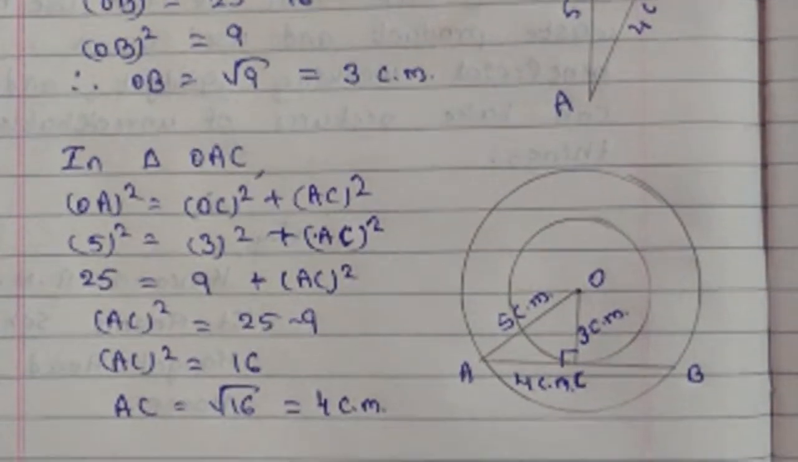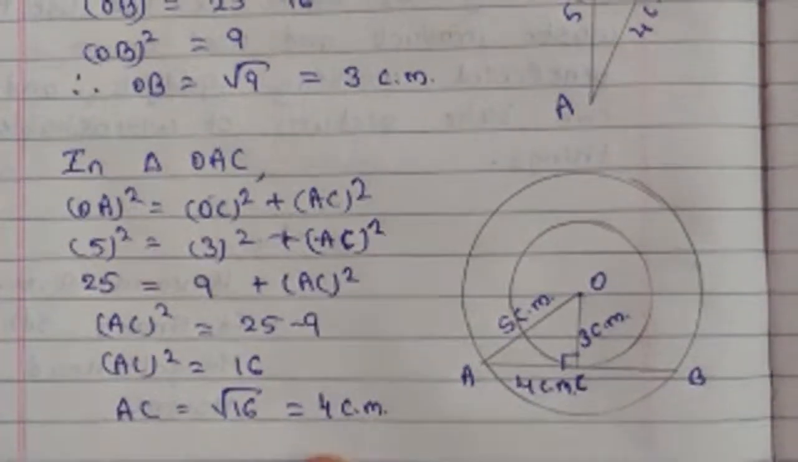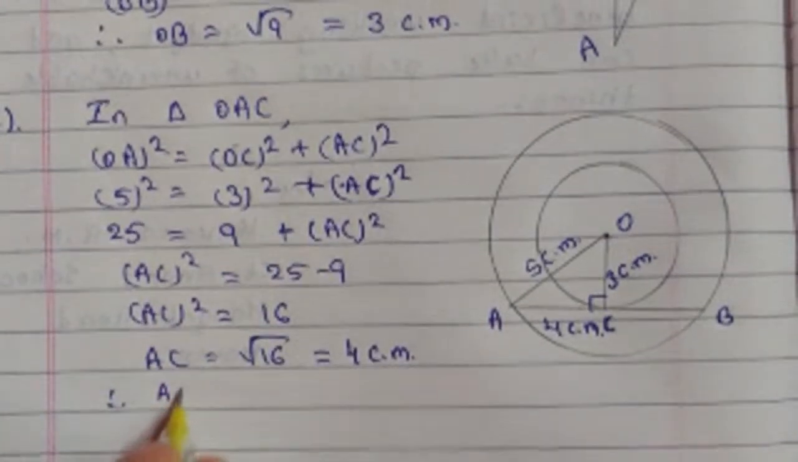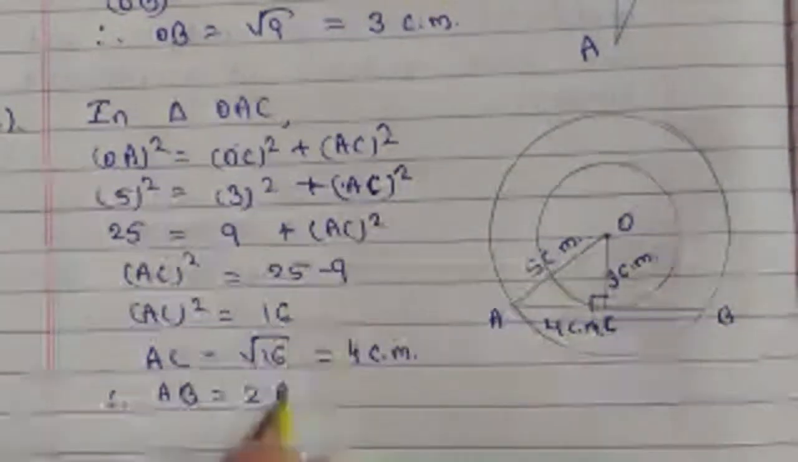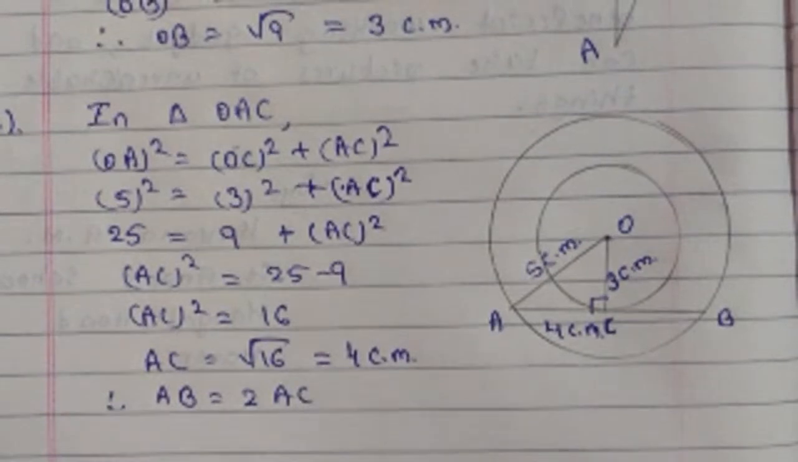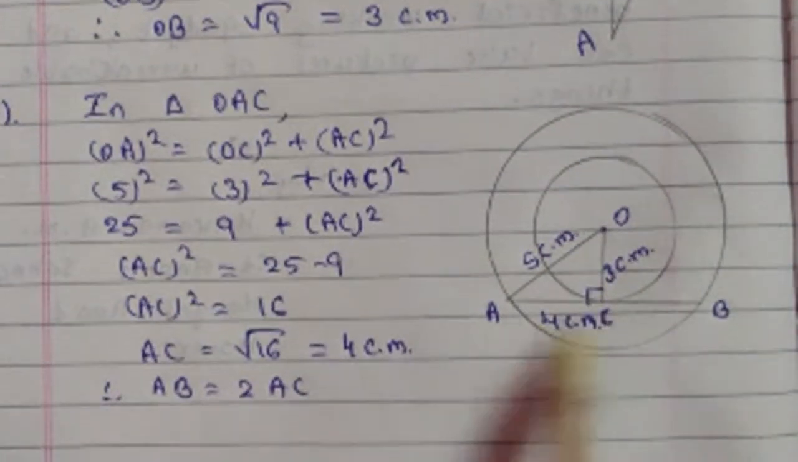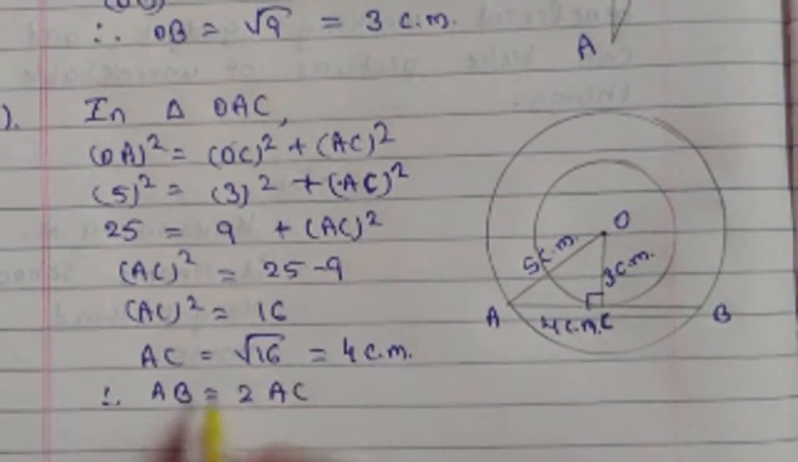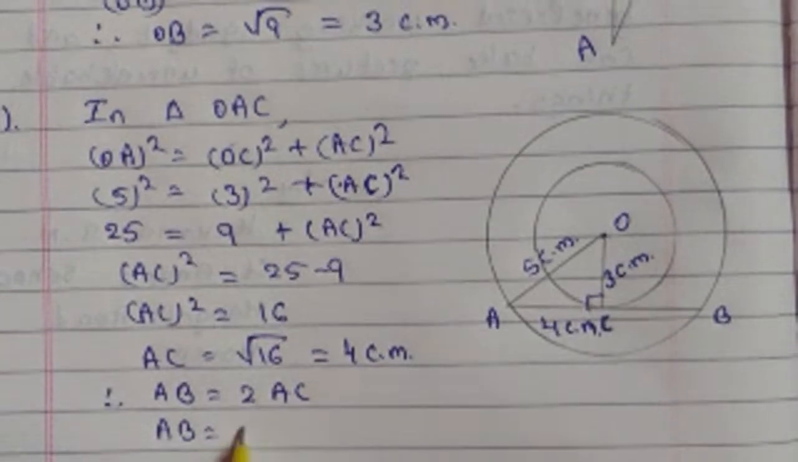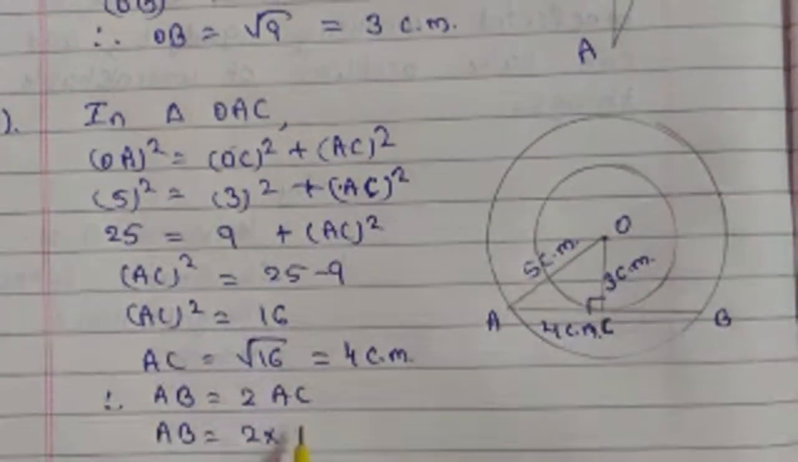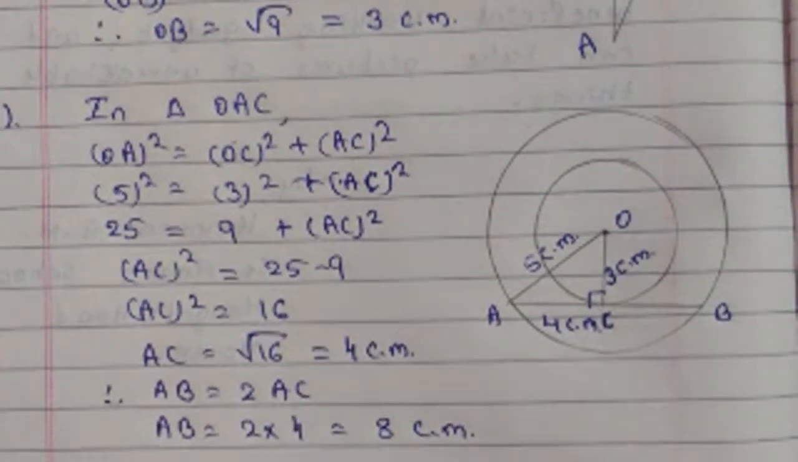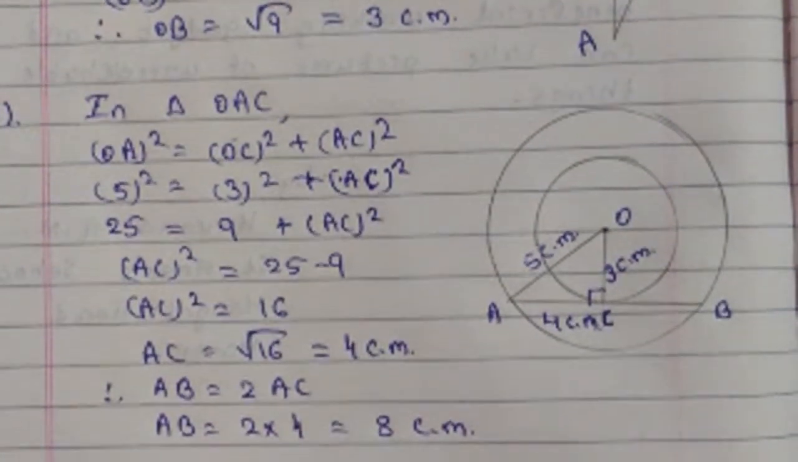Now that is not the required point. The required point is we have to find the length of AB, that is the length of the chord. Therefore AB equals 2 times AC. AB is the total length of the chord, that is equal to 2 times AC. So AB equals 2 into AC value, which I just found as 4 centimeter. 2 4s are 8 centimeter. Therefore the length of the chord is equal to 8 centimeter.